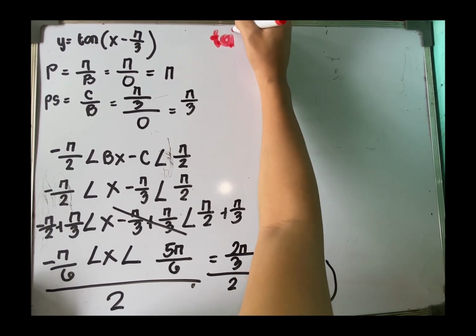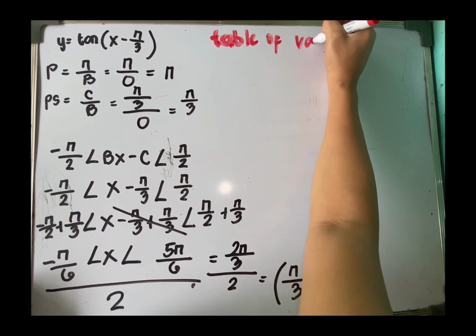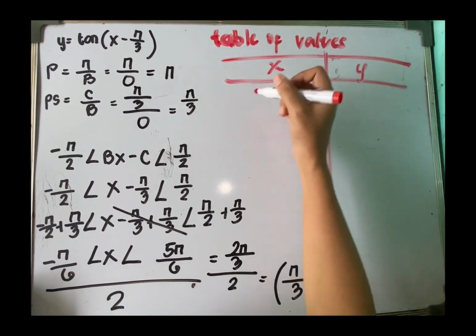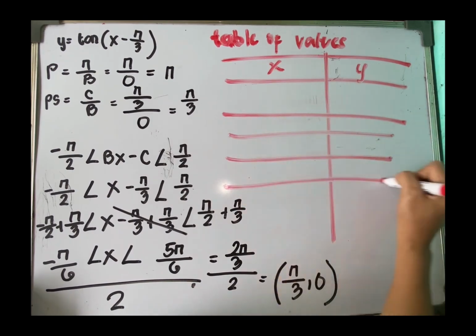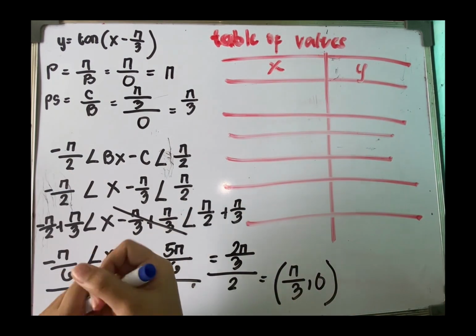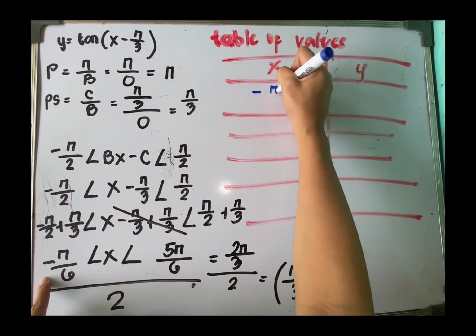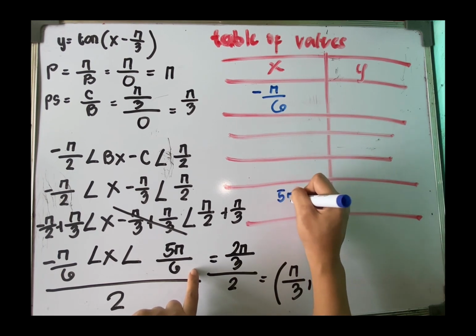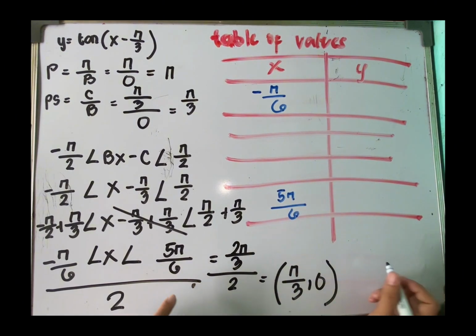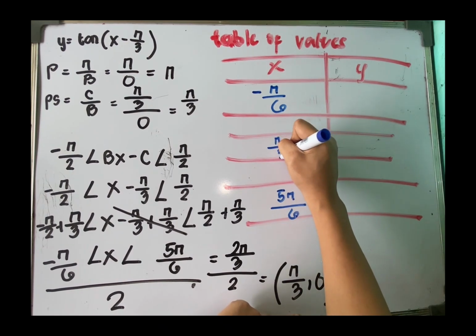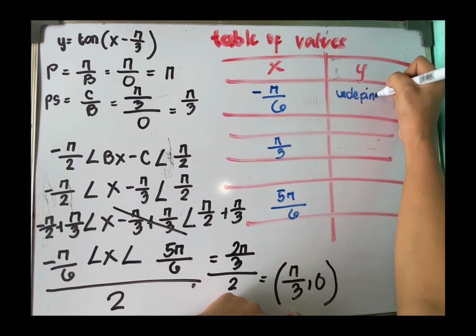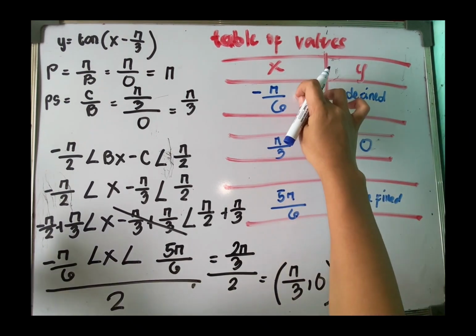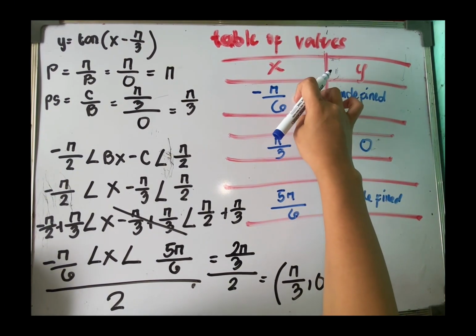In order for us to not get lost when we do the graphing later, our table of values is composed of x and y. Since we're just graphing one period, we only have 5 points. Let's put the first asymptote, which is negative pi over 6, and our last asymptote is 5 pi over 6. Our middle is pi over 3, with y equal to 0. Then negative pi over 6 is undefined, and also 5 pi over 6 is undefined.